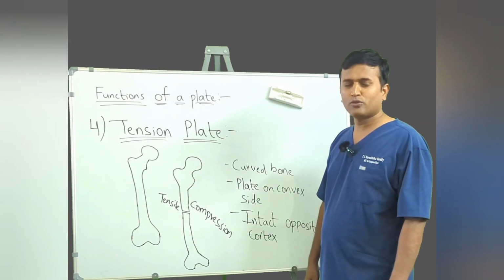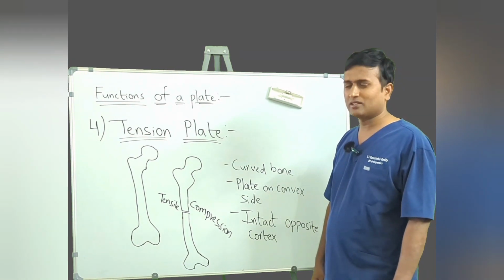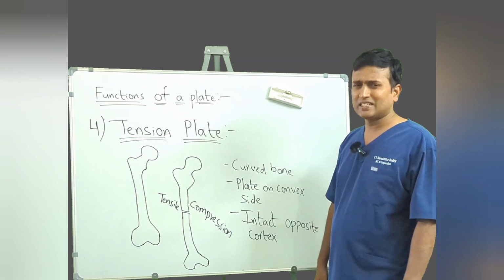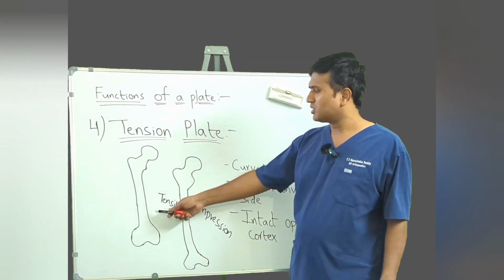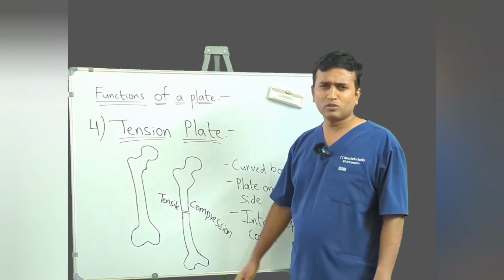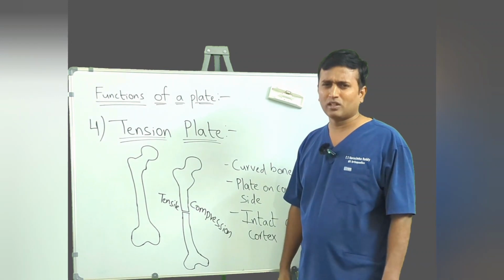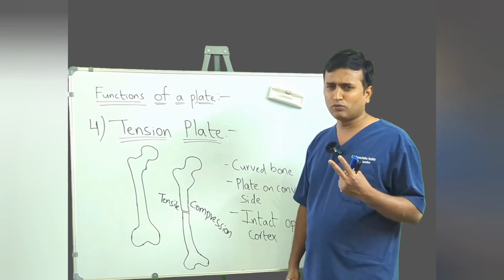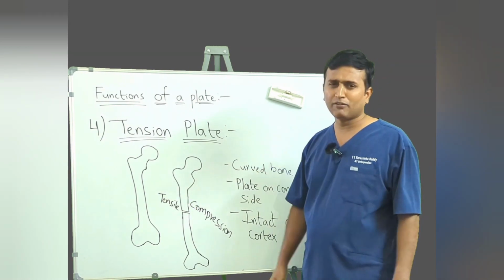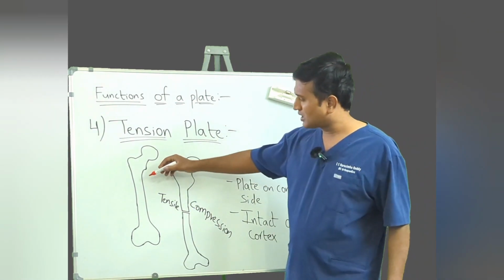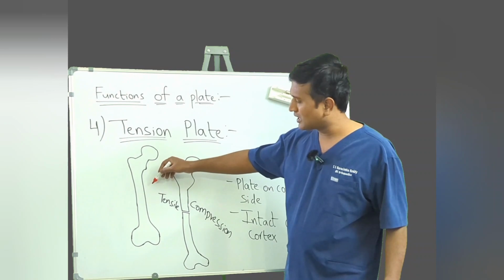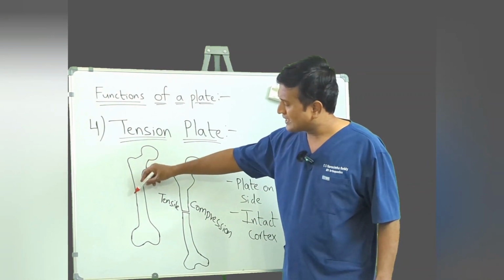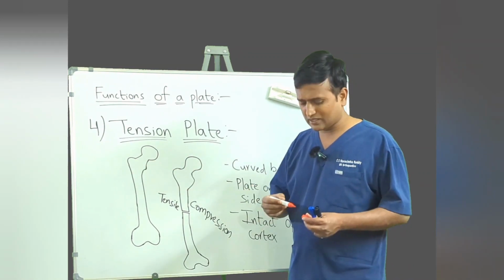So friends, now we are going to see what a tension plate is. Before going into the tension plate, we will just look at our femur bone. The femur is not a very straight bone, it is a slightly curved bone, and there are two forces acting on it. One is the compression force on the concave side, and there are tensile forces on the convex side.